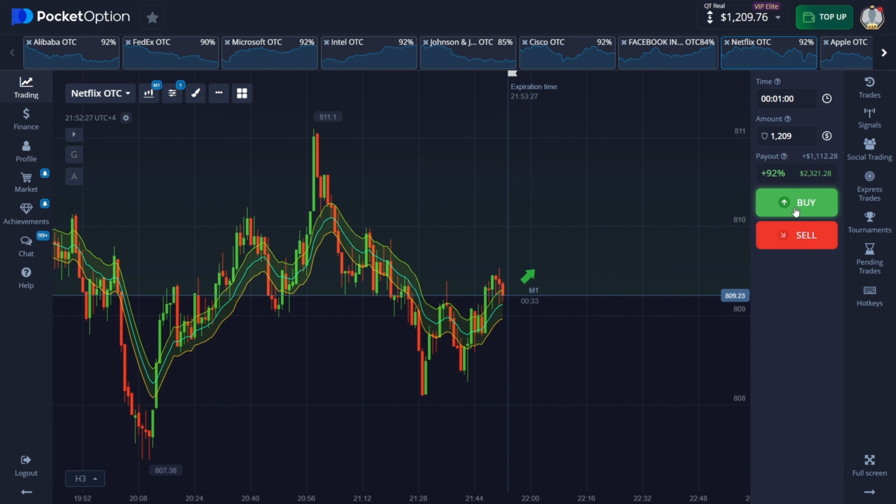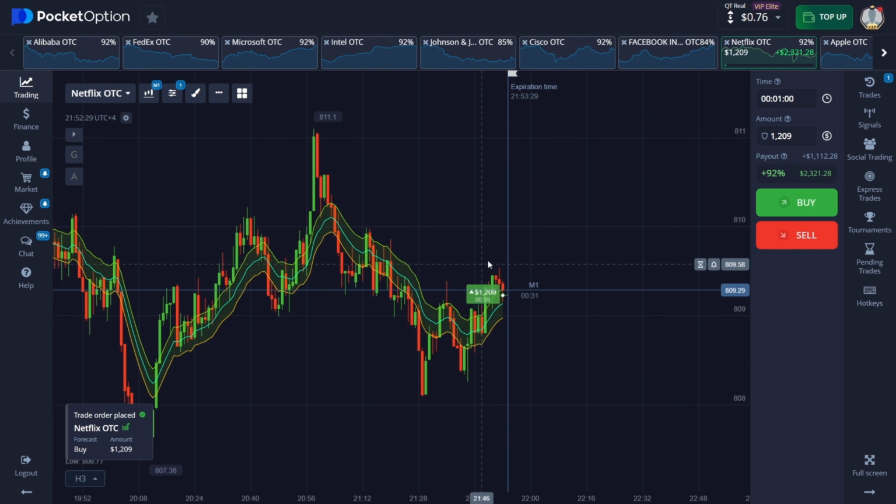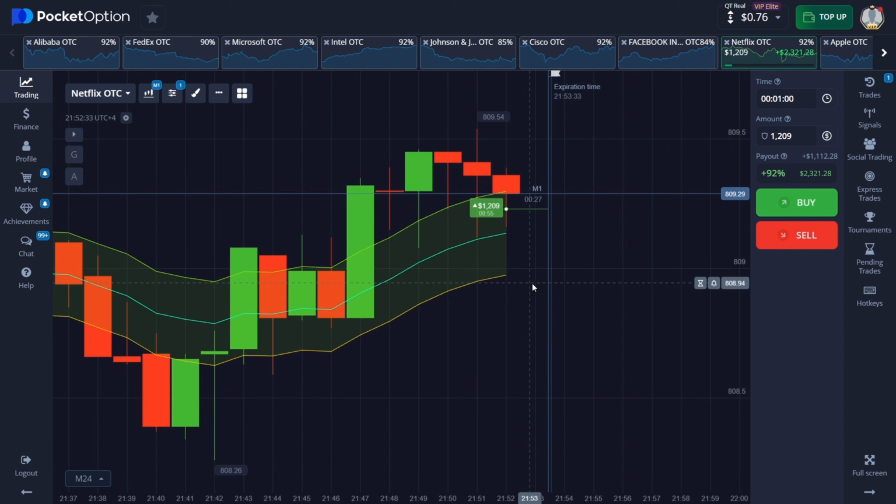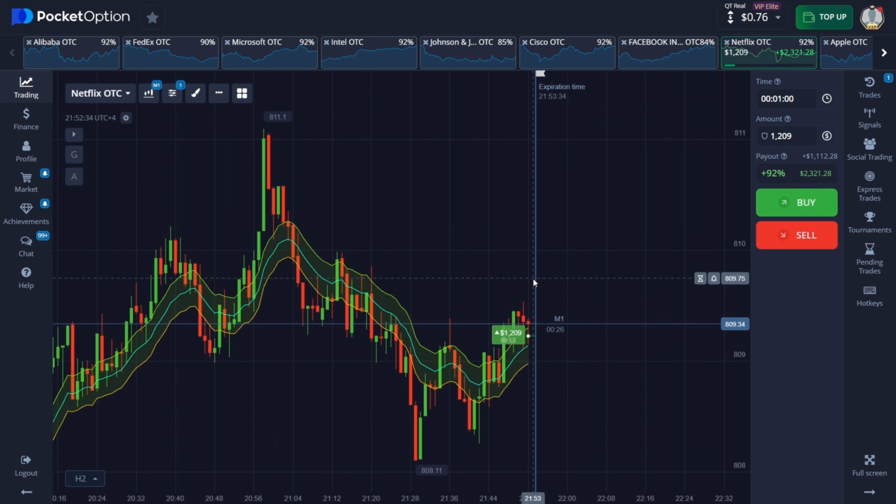On Netflix, I got a trade and placed a $1,209 trade for the upside move. As you can see, there was an uptrend, and the candle gave us an entry near the middle level, so I took the trade for the upside move. The trade was going in our favor, but there was still 35 seconds left.